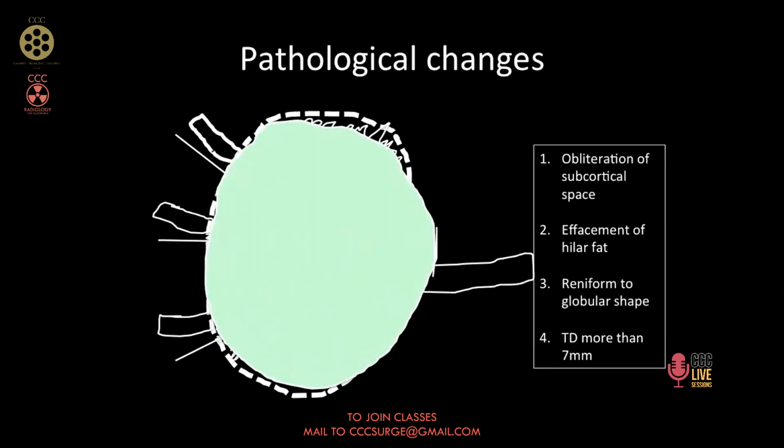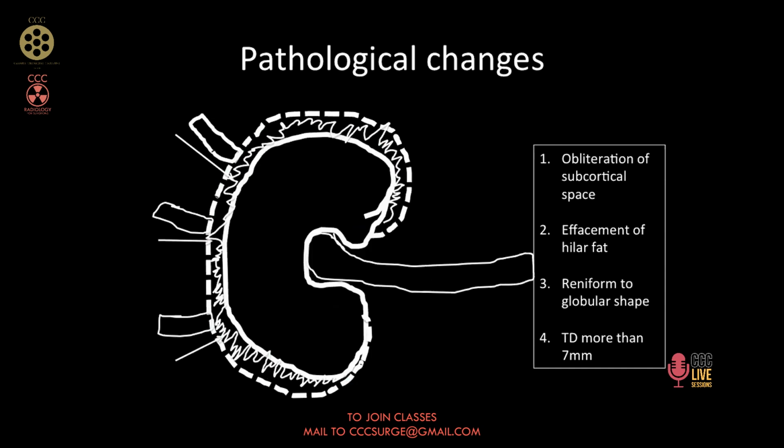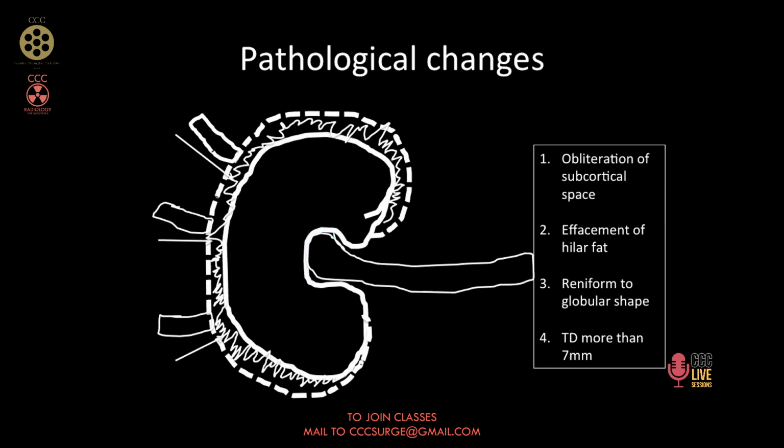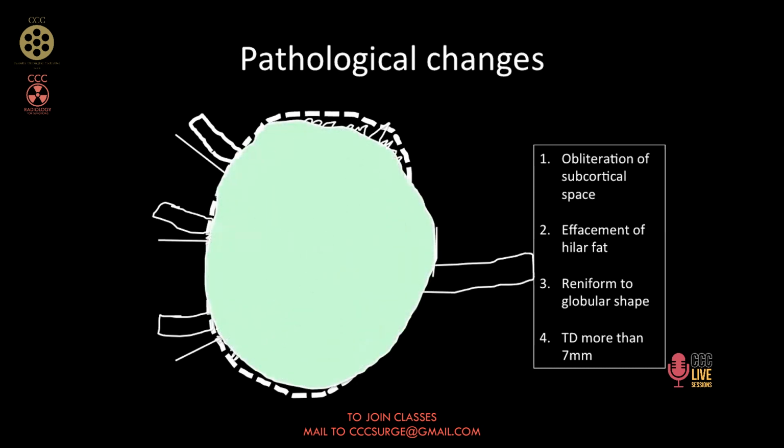And the transverse diameter is significantly more than 7 millimeter. So do you understand what happens? This is the sequence which you must remember. A, the subcortical space is obliterated. B, it is completely filled with malignant cells. C, the hilar plate gets effaced. And D, the whole thing changes into a globular shape.